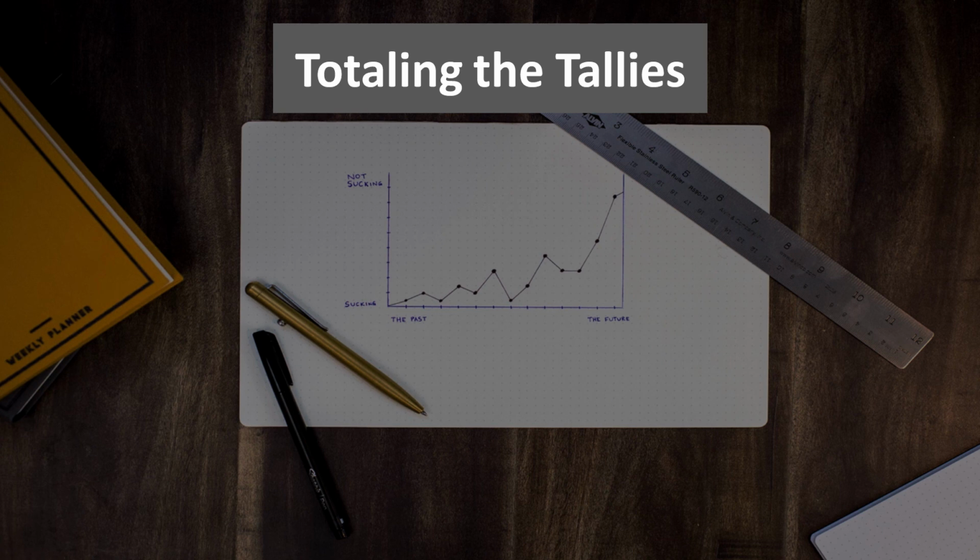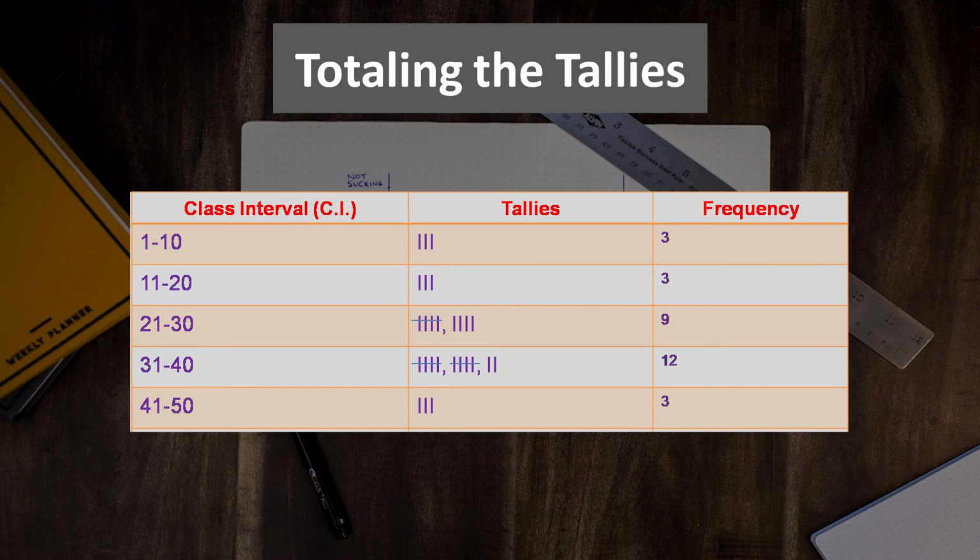So here you see the first column is the class interval, that is the CI. I have already discussed this. Then tallies also we have already discussed. Then here you have to add the tallies, and this is the frequency. In the first class, here you see 3, 1, 2, 3. In the second it is 3. In the third it is 9. And in the fourth class, 31 to 40, it is 12. And in the fifth class it is 3. So you have to just count the tallies and write the frequencies. This is the totaling of the tallies.